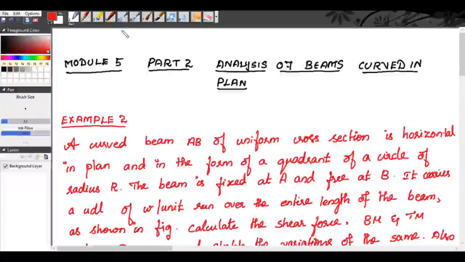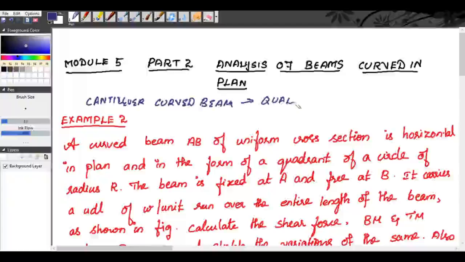Now in today's class we are going to see another example of a curved beam, a cantilever curved beam forming a quadrant of a circle, and it is subjected to a uniformly distributed load. So today we are going to analyze a cantilever curved beam forming a quadrant of a circle and subjected to UDL, uniformly distributed load. So let us see how to analyze this problem.